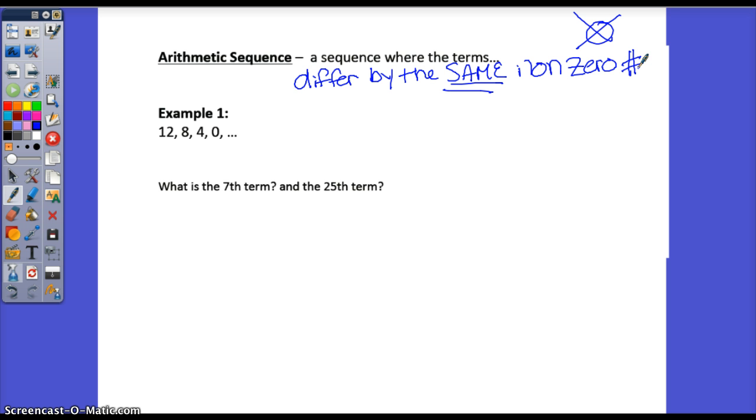For example, here, from 12 to 8, the same way we get from 8 to 4, the same way we get from 4 to 0, what would you do? Well, you subtracted 4, subtracted 4, subtracted 4. So you would say that D, which stands for the difference, equals -4. D here was standing for your common difference.